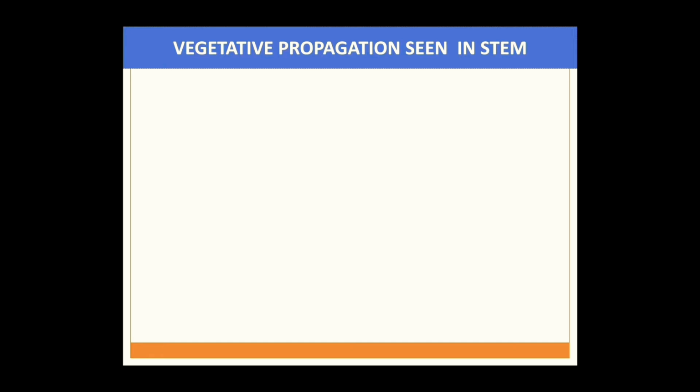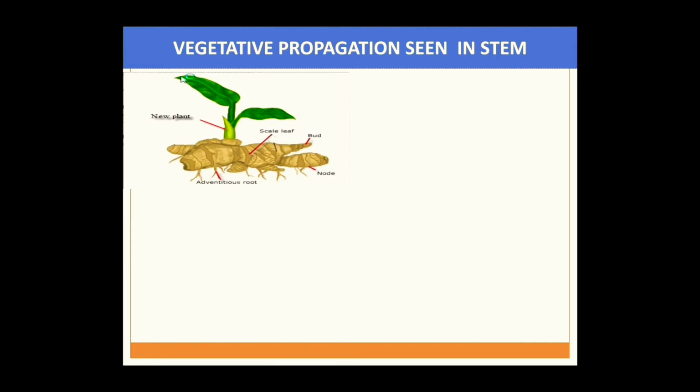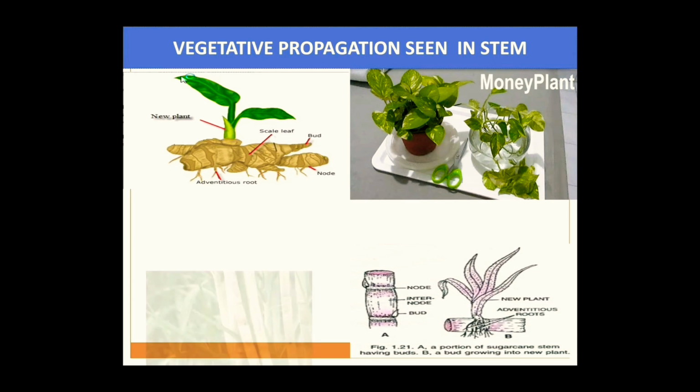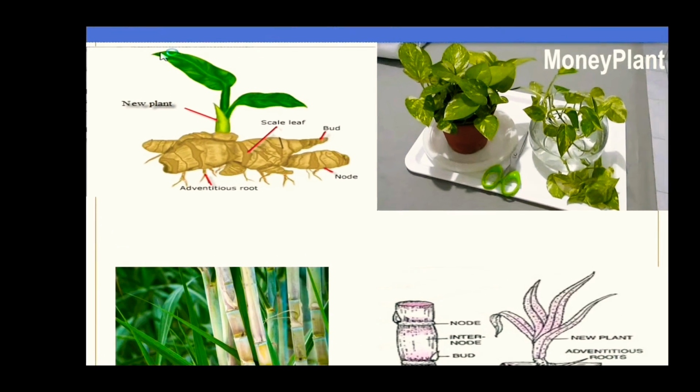This shows that new plants can grow from the stem of the plants. And I also asked you what is the process by which a new plant grows from a stem. Such a process is called vegetative propagation. Now you can see here vegetative propagation seen in a stem, and you can see clearly the picture of the node here. It is shown very clearly.